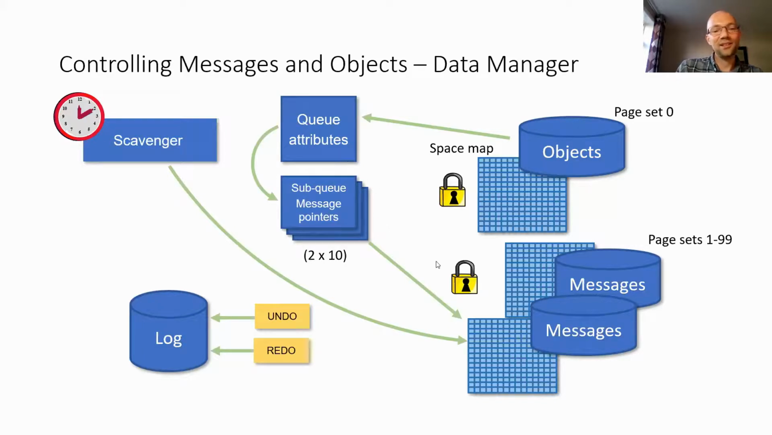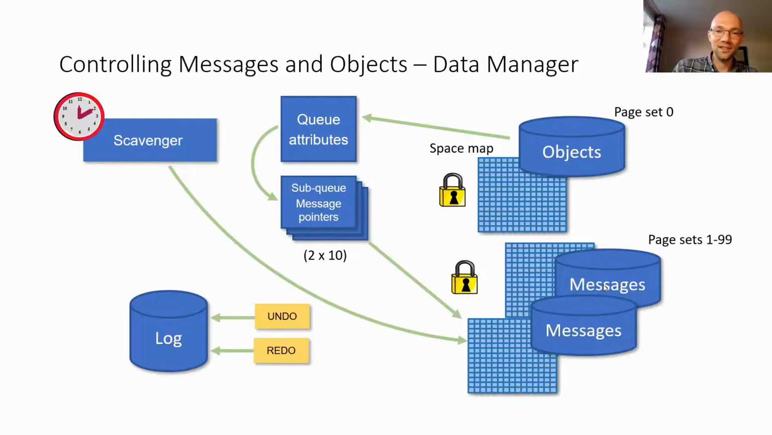And the other thing on this slide is that for the message page sets, page sets 1 to 99, each queue is actually implemented as a number of sub-queues. There are actually 20 sub-queues. Why is that? Because each queue can store messages with different persistence and different priority. A message can have a priority that is a number between 0 and 9, so 10 different priorities available. And there's also different persistence. A message can be persistent or it can be non-persistent.